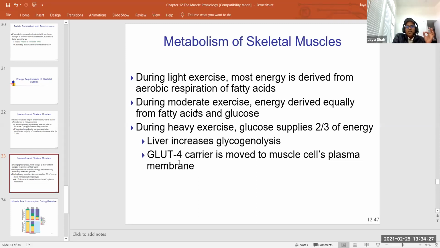That's why muscle cells, fat cells, and liver cells need insulin to take glucose inside the cell. So if somebody has type 2 diabetes, they will not take in enough glucose for their muscle. That's why they feel tired all the time. They cannot use that glucose as a source of energy, and glucose remains outside. Okay.